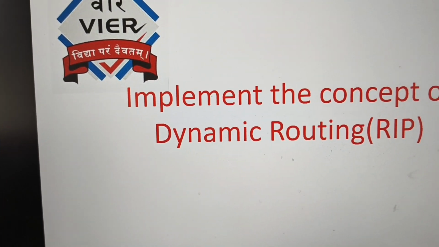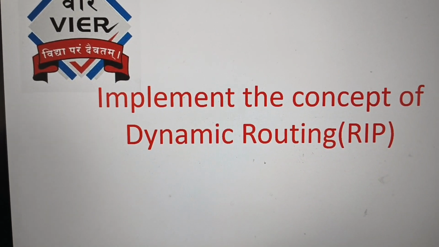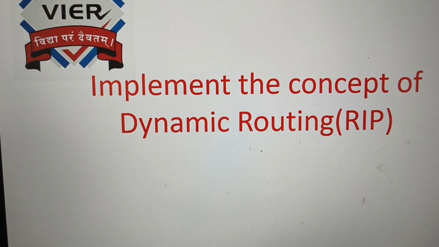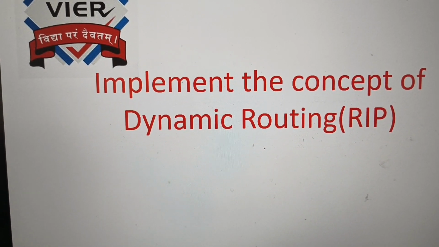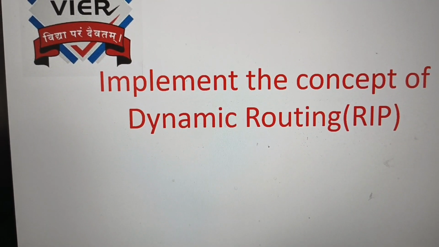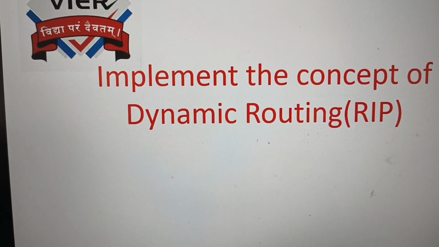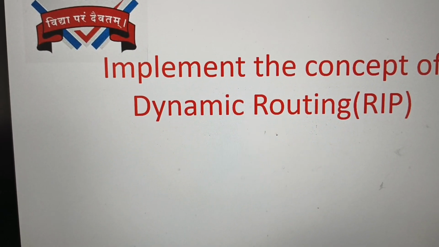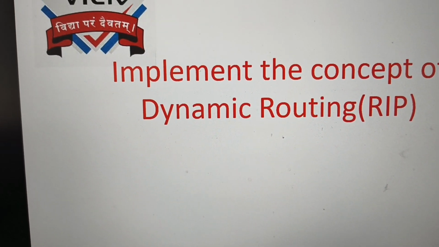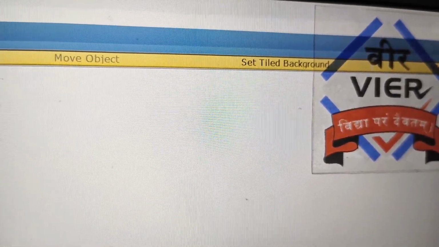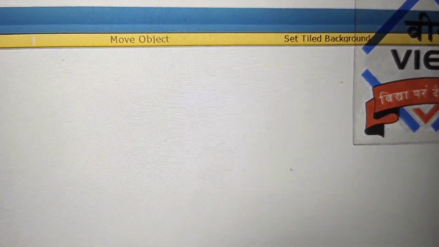Now, first we will see what is static routing, and then we will see what is dynamic routing. In static routing, routes are manually configured, and in dynamic routing, routers automatically learn and update routes using a routing protocol. We are going to configure dynamic routing in Cisco Packet Tracer.